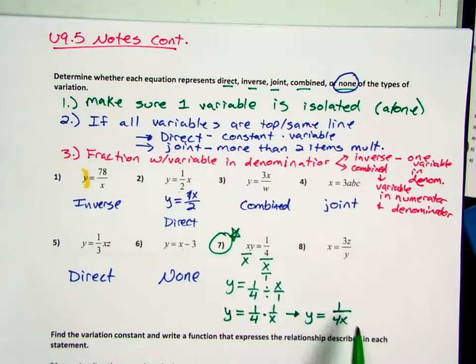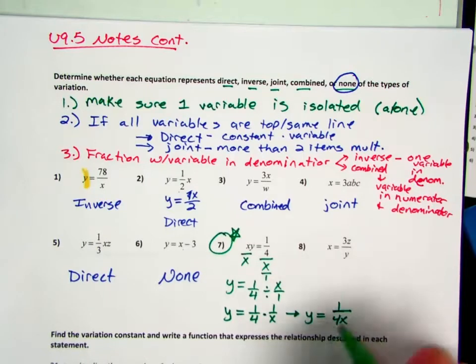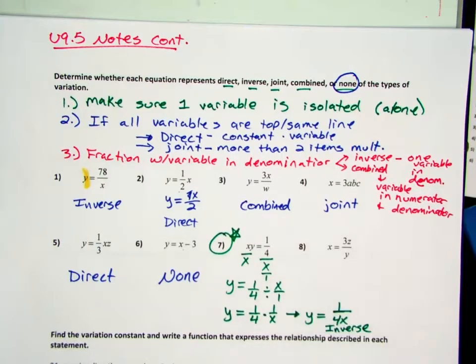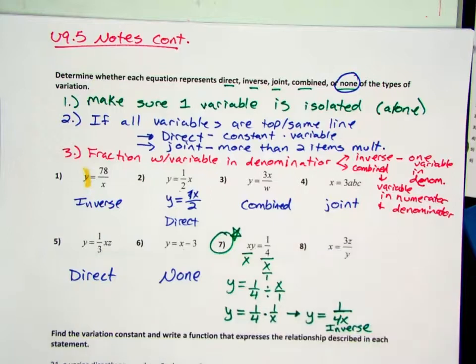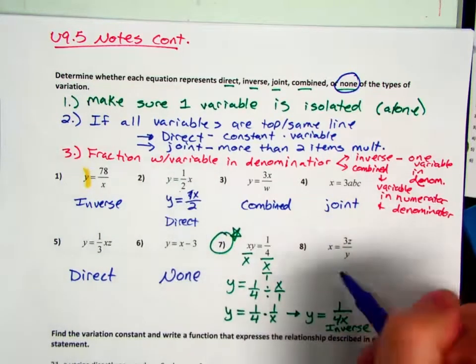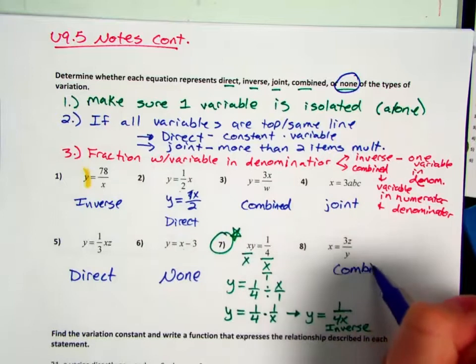I see a division sign. I have my variable in the denominator, which means that this is an inverse. And the last one, there's a division sign with a variable in the denominator, so I know it's inverse, but there's also a 3 times z, which makes it direct. So since I'm combining the direct and inverse, this is a combined problem.